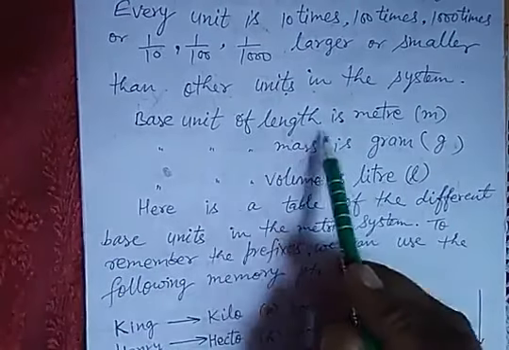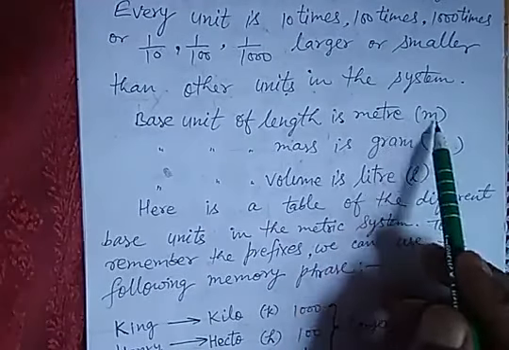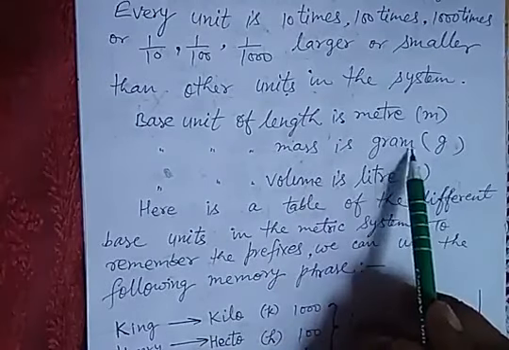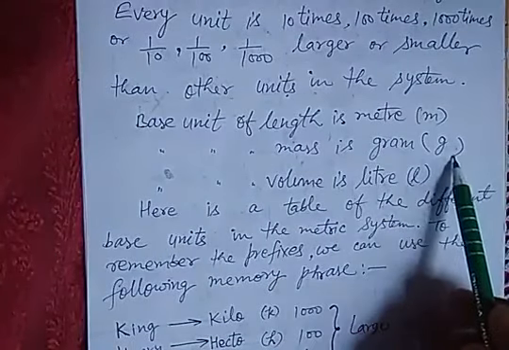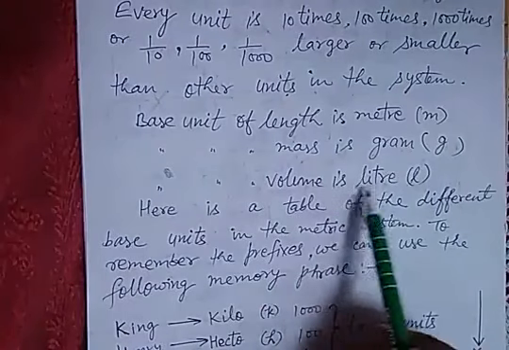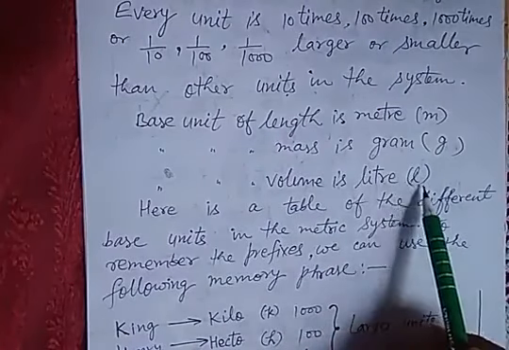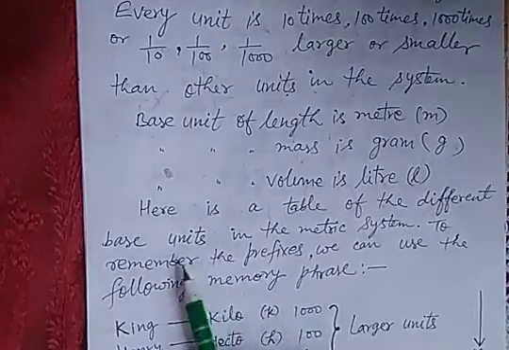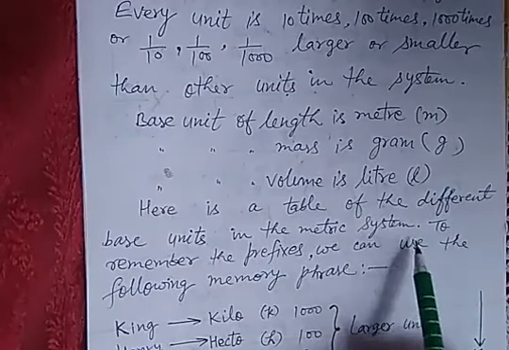The base unit of length is the meter, represented as a small letter m. The base unit of mass is the gram, written as a small letter g. The base unit of volume is the liter, written as a small letter L. Here is a table of the different base units in the metric system.